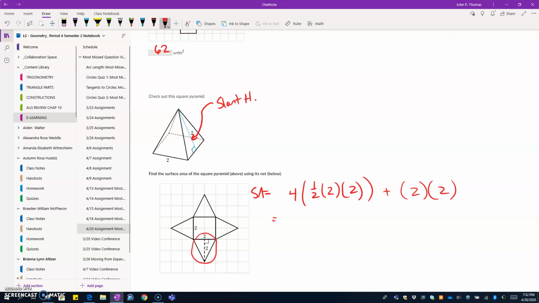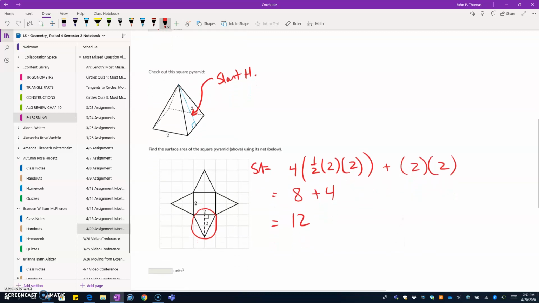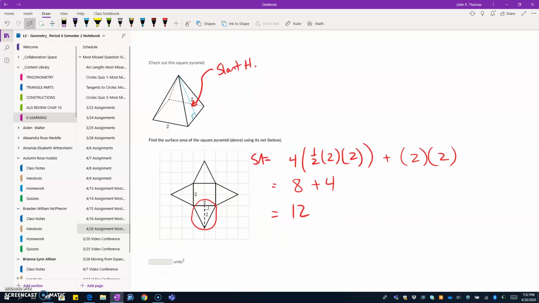All right, so if I go ahead and do this one, I've got 8 for this first piece, because 1/2 times 2 is 1, 1 times 2 is 2, 2 times 4 is 8, plus 2 times 2, which is 4. So I've got a total of 12. All right, so my surface area for this pyramid is going to be 12, and it would be units squared because we are in an area situation.